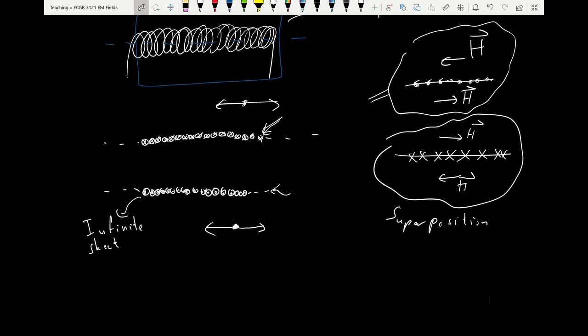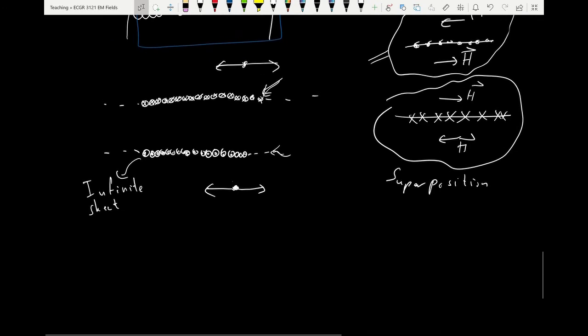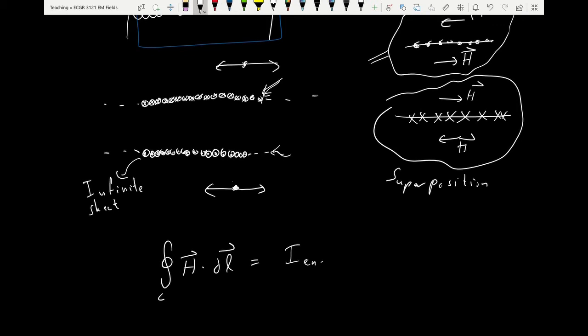Okay, let's apply Ampere's law. The first step to applying Ampere's law is finding the Amperian contour, where we integrate H along it, right, equals I enclosed. Okay, something else I forgot to give you about the solenoid.